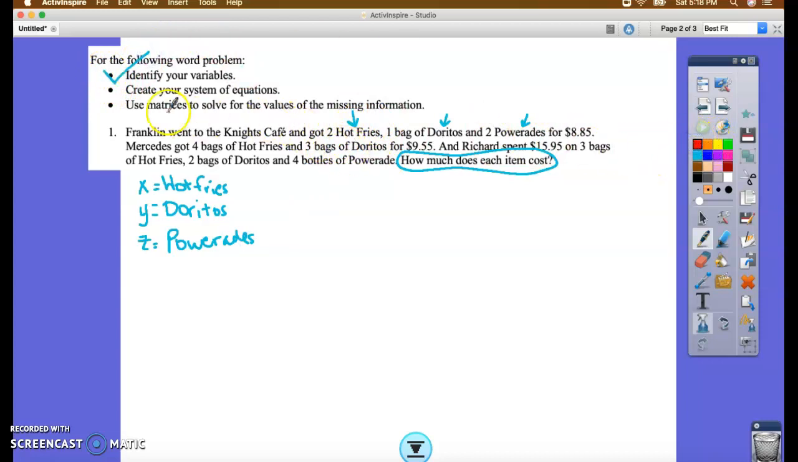The second thing we're going to do now is create our system of equations. So we're going to start at the very beginning now. Franklin. So Franklin's situation is 2 hot fries are X, 1 bag of Doritos are Y, and 2 Powerades are Z. And they totaled $8.85. So 2X plus 1Y plus 2Z equals $8.85. That's Franklin.